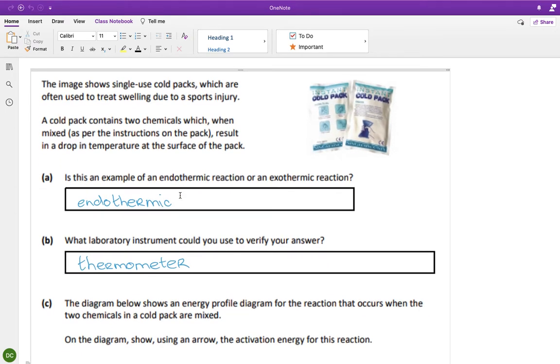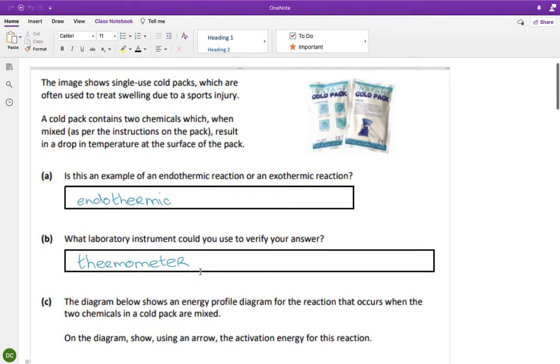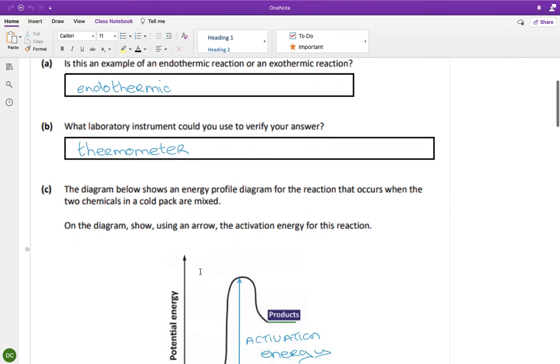The image shows single-use cold packs, which are often used to treat swelling due to a sports injury. A cold pack contains two chemicals which, when mixed, as per the instructions on the pack, result in a drop in temperature at the surface of the pack. Is this an example of an endothermic or an exothermic reaction? If there's a drop in temperature, that's endothermic. And what laboratory instrument could you use to verify this? You would use a thermometer. Actually, that gets so cold you definitely wouldn't even need a thermometer, but if you wanted to actually measure it, you would need a thermometer.